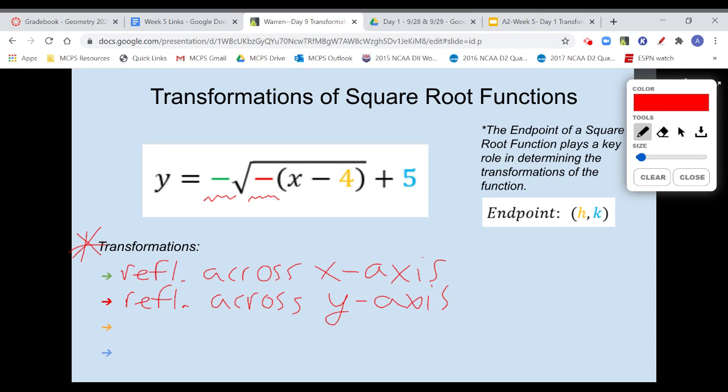And then as I look to the 4 and the 5, I have x minus 4 under the root symbol. I know that under the root is controlling left or right, and it's the opposite of what I expect. So this is going to be a translation, or in other words, a shift or slide, but translation is the technical word. A translation of 4 units to the right.